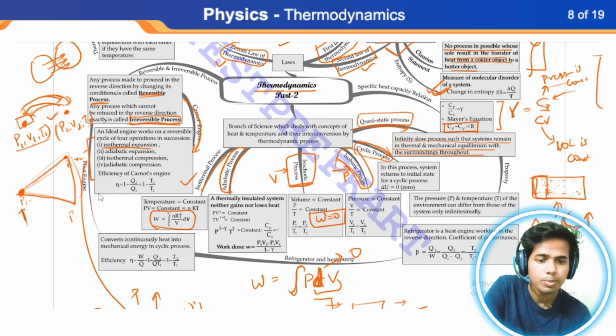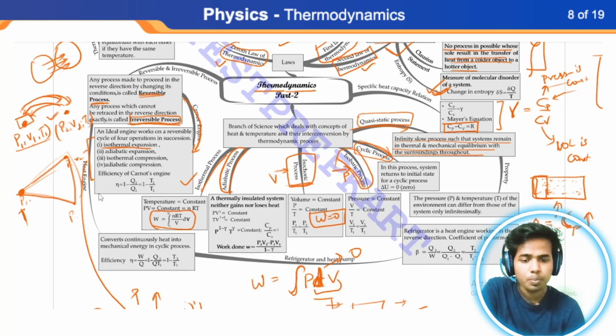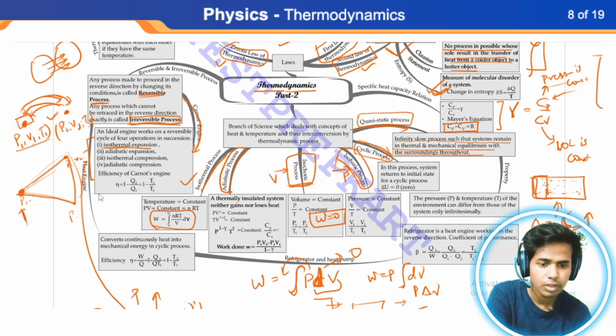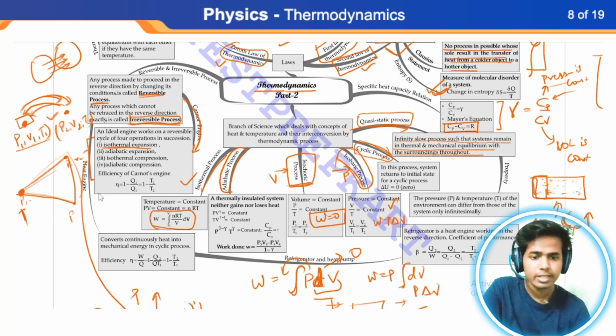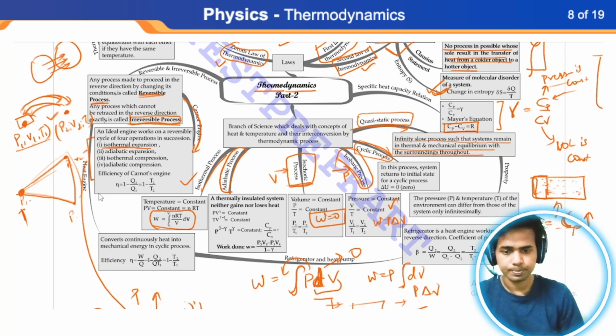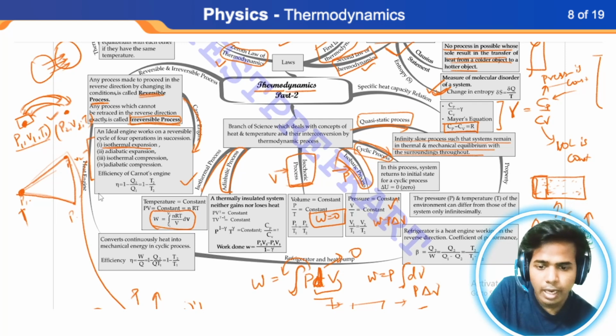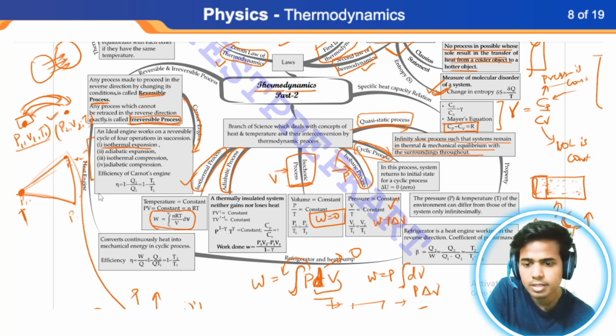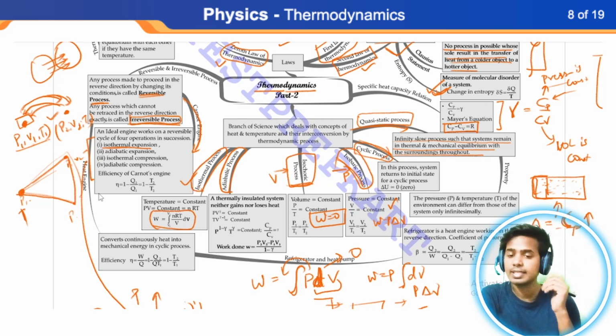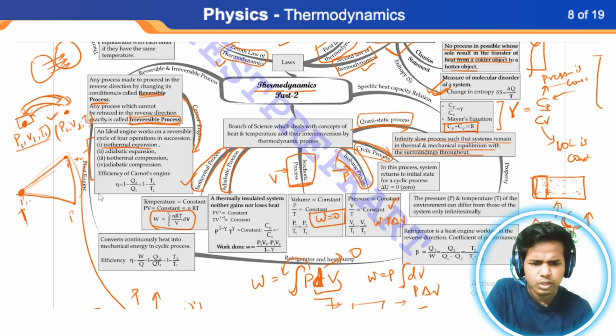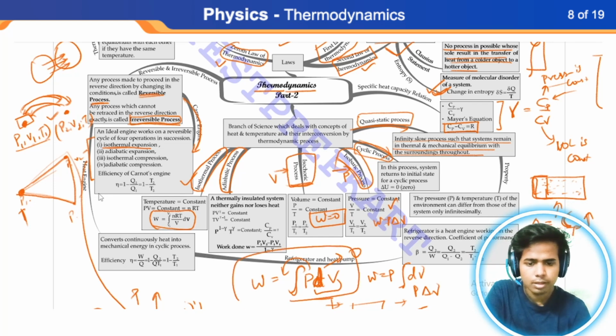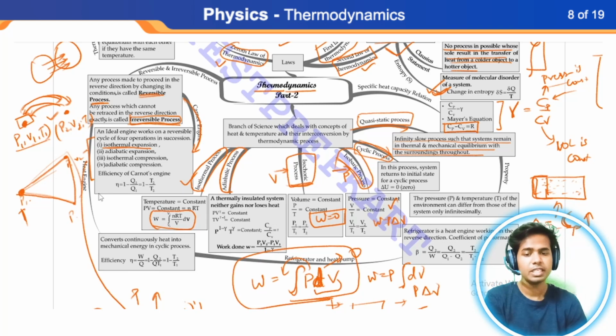While in an isobaric process, the pressure is constant. So pressure comes out, and work done is the integral of P dV, which is nothing but P delta V. So work done is equal to P delta V. This is the isobaric process. In the isothermal process, I already told you this is the equation which we derive from the ideal gas equation. We do the same thing. Work done is equal to the integral of PdV.